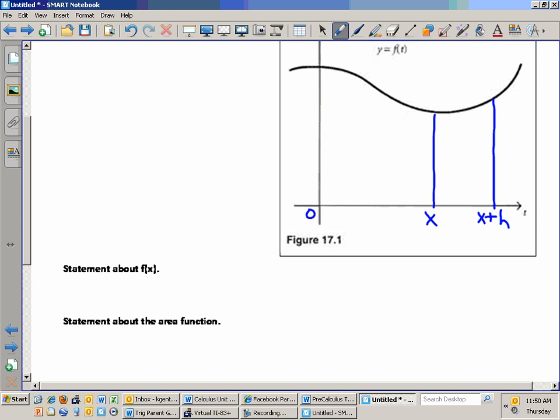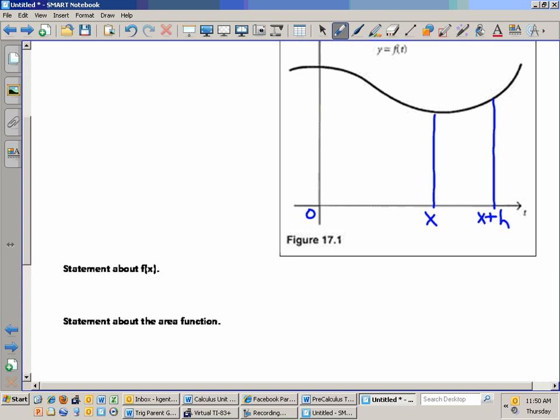Here we go. On your drawing, draw two shapes there. One that represents the area from 0 to x. The other one represents the area from 0 to x plus h. We will use this diagram as a representation for understanding exactly the fundamental theorem of calculus.